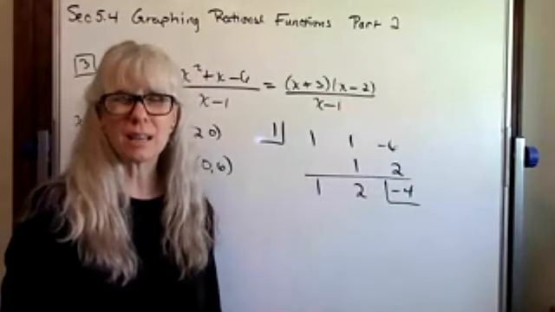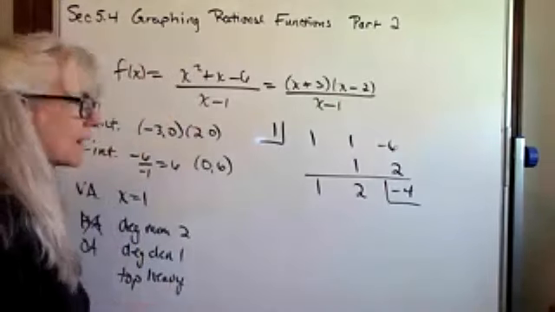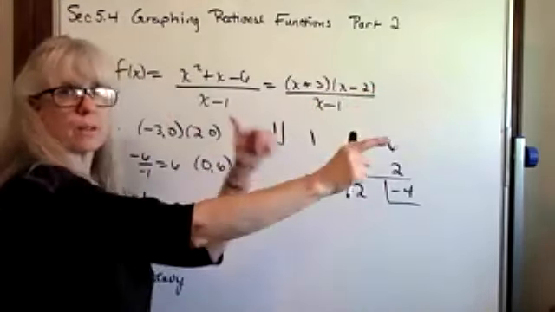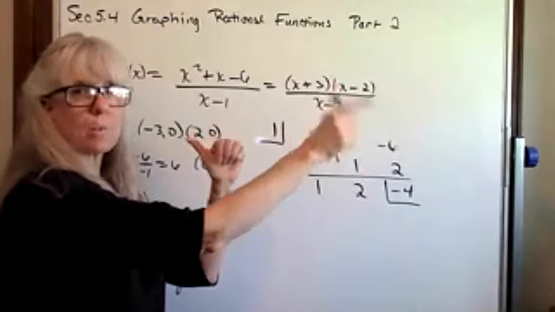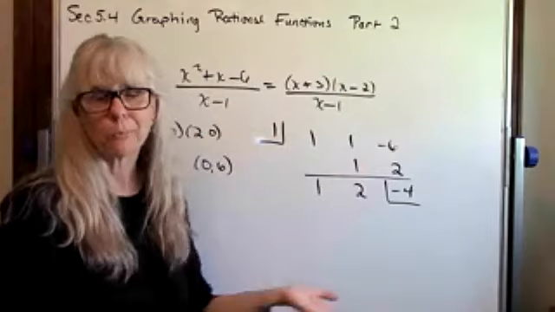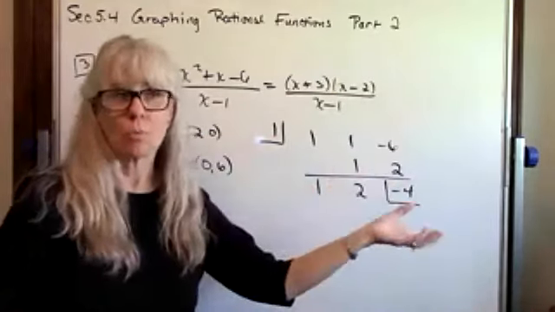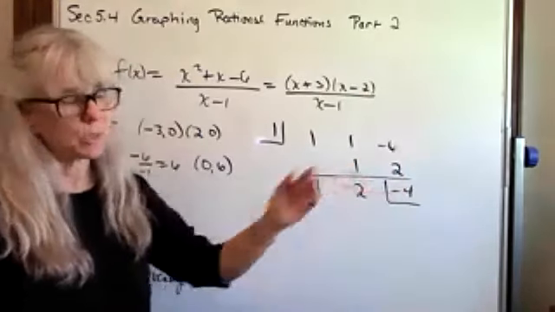Why can I ignore the -4? Okay, let's backtrack. What we're looking for is the behavior of this graph out there at infinity, positive infinity and negative infinity. So if I'm out there at positive infinity, do I really care whether I'm adding or subtracting a -4? No, same thing for negative infinity. That -4 is meaningless when you're dealing with huge, really big numbers or really tiny numbers. So that's why we can ignore it.